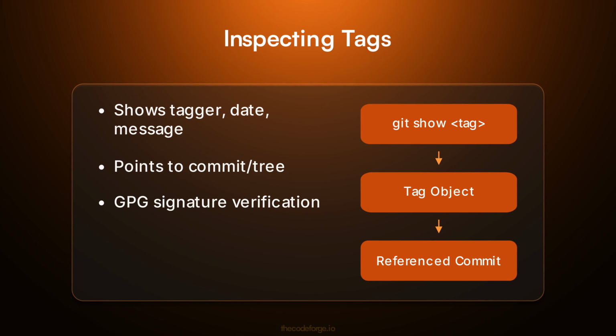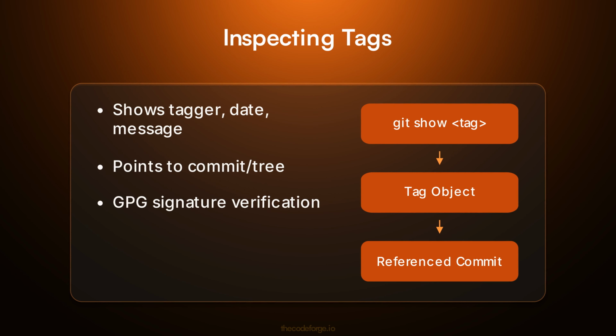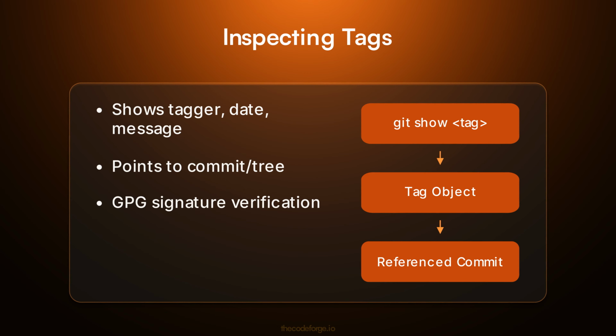Git Show also works on tags. For an annotated tag, it shows the tagger name, date, message, and what commit or tree it points to. If the tag is signed with GPG, it shows the signature verification status.